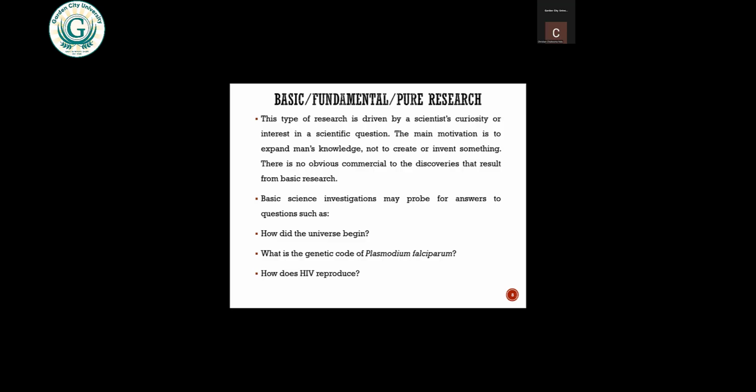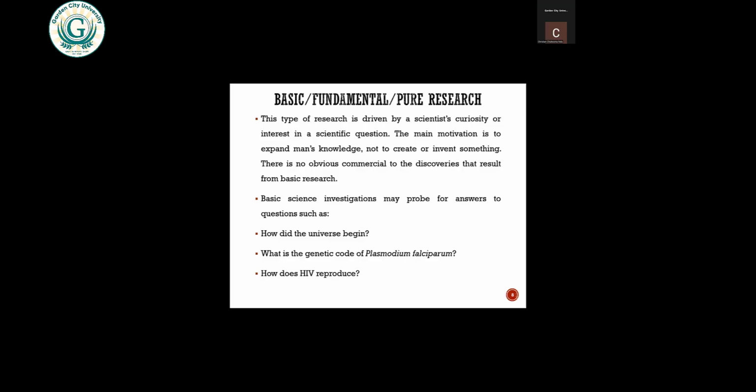For example, if research is being done to understand how the universe began, would that solve any problem? No. Would that change the transportation price from Kumasi to Accra? No. Would that make the Kumasi to Accra road better? No. But it is there to satisfy people's curiosity.